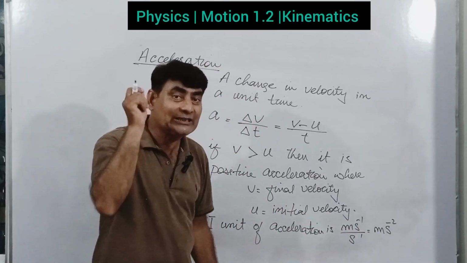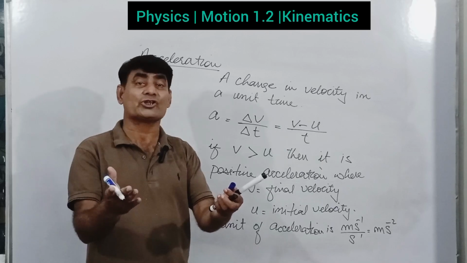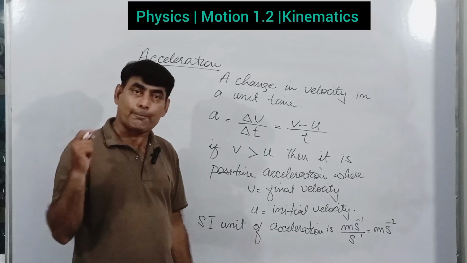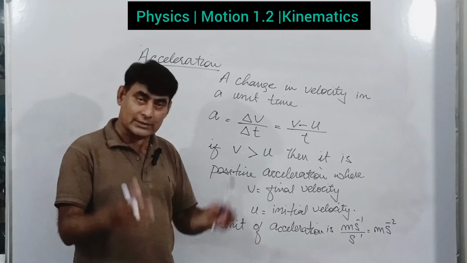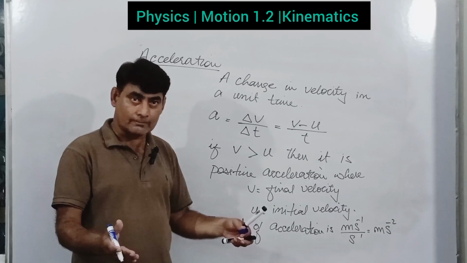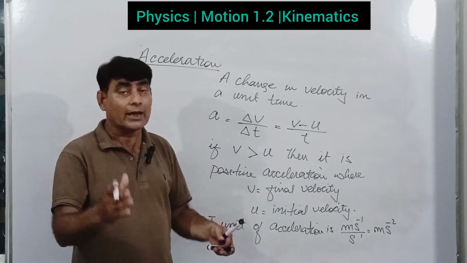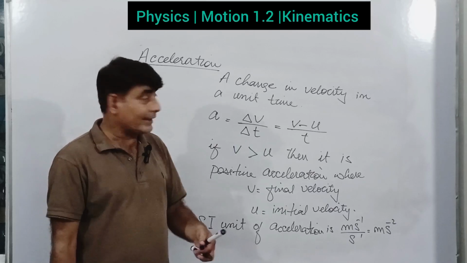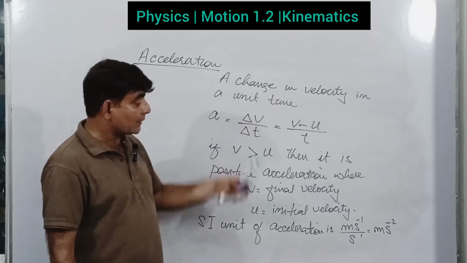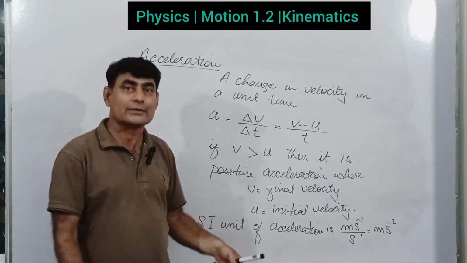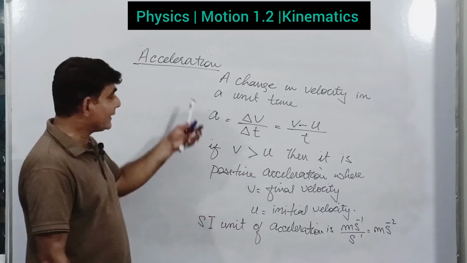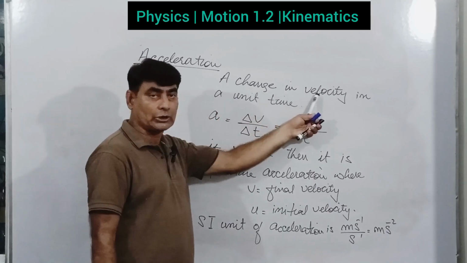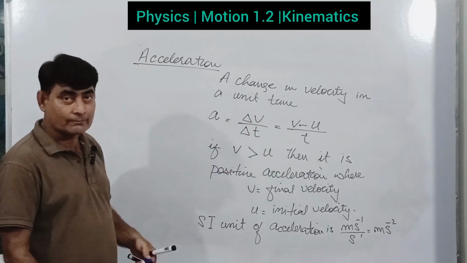Now it is the double time rate of change in position. You know, we started from a point, and the change in position is speed in any direction. Change in position in a specific direction is velocity, and again there is a change in velocity. The rate of change in velocity is called acceleration. So it is the double time rate of change in position. This is called acceleration. Simply, a change in velocity in a unit time is called acceleration.